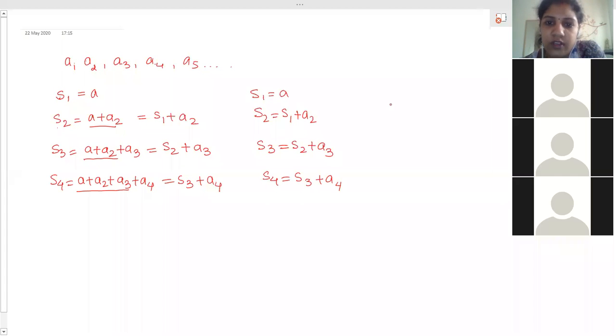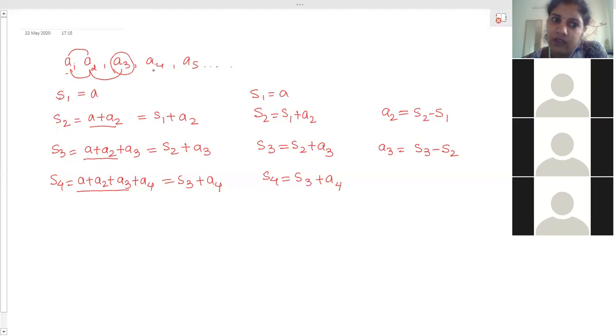Now, what is the value of A2 from this? A2 is equal to S2 minus S1. From the sum of two terms, if we subtract the sum of one term, we will get the second term. What about A3? S3 minus S2. That means sum of three terms minus sum of two terms. If you subtract the sum of these two from the sum of these three, we'll get the third term.